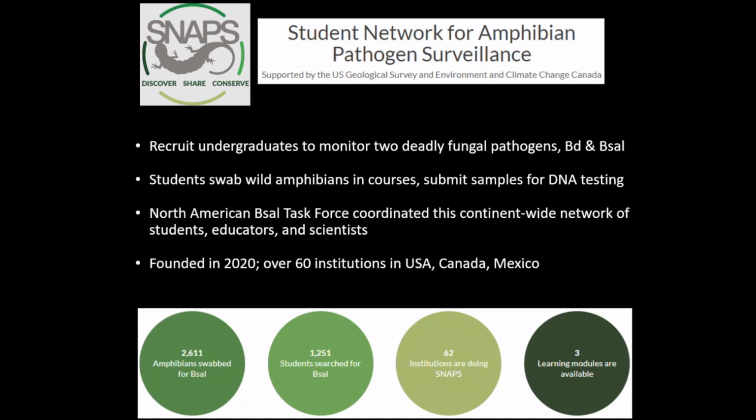So SNAPS is the Student Network for Amphibian Pathogen Surveillance. And the idea here is to recruit undergraduates in classes across North America to continuously monitor. So we've seen with a lot of citizen science projects that there is sometimes a challenge to keep people collecting the data year after year. And so the idea here is to have students do it nested within courses, and SNAPS provides materials, training, educational units, and the supplies as well. And it was founded in 2020. We got involved a few years ago, and you can see there that there are many institutions, many students, and many samples have been taken.